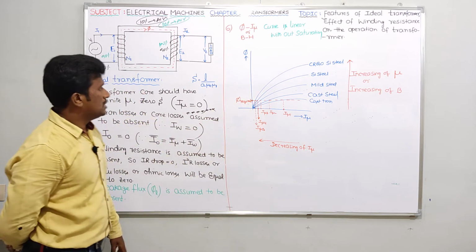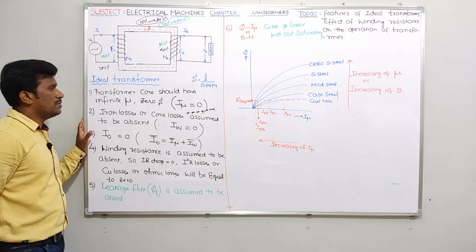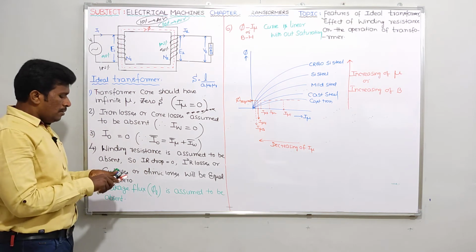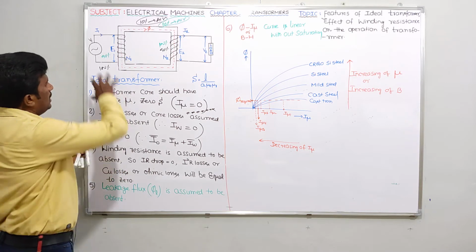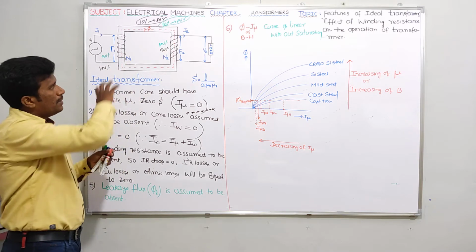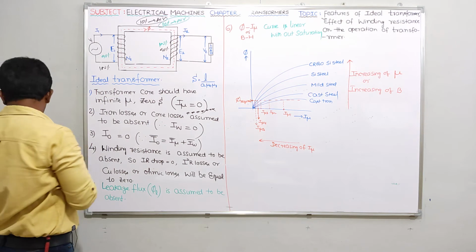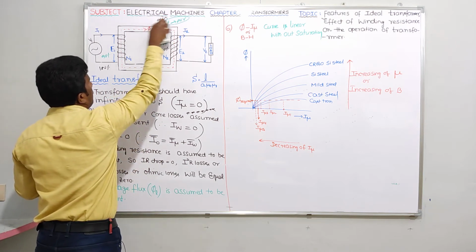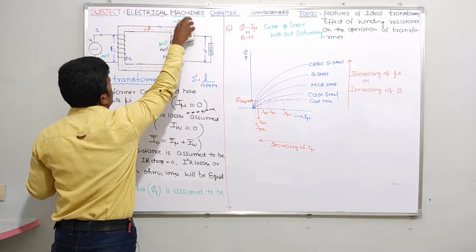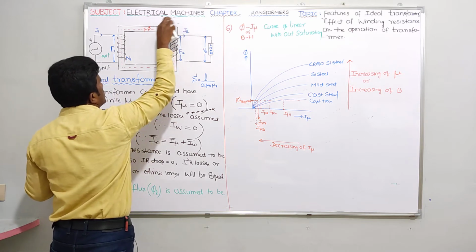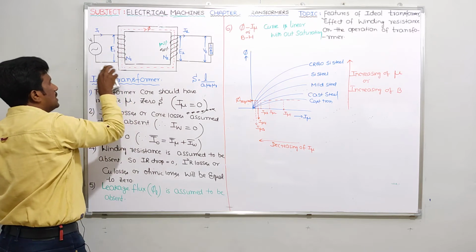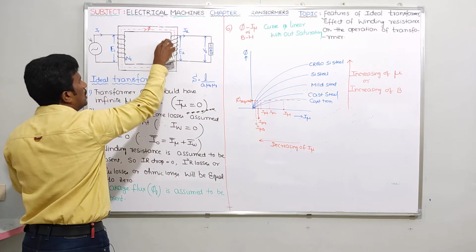Right, guys. These are the 6 points regarding the ideal transformer. But you tell me, if you take a practical transformer, do you think that windings will have zero resistance? No. Windings will have some finite resistance. Some resistance value will be there.